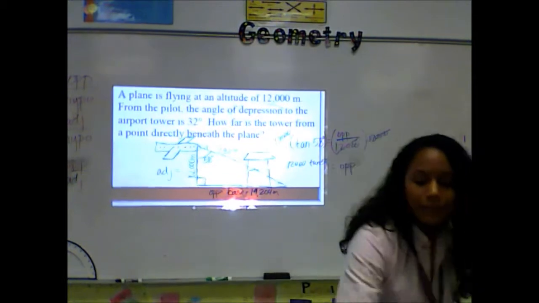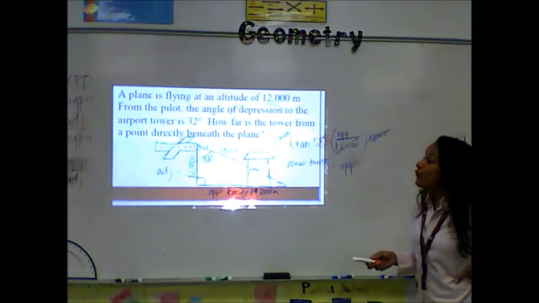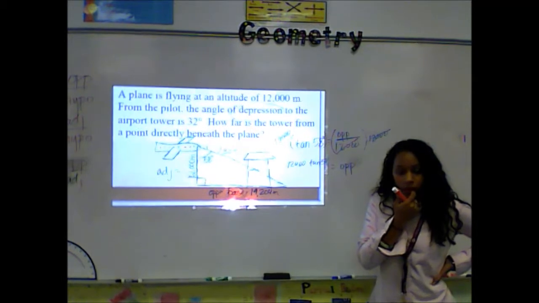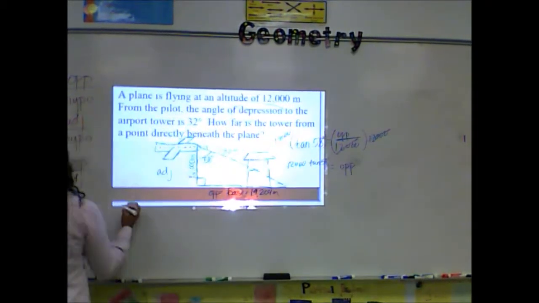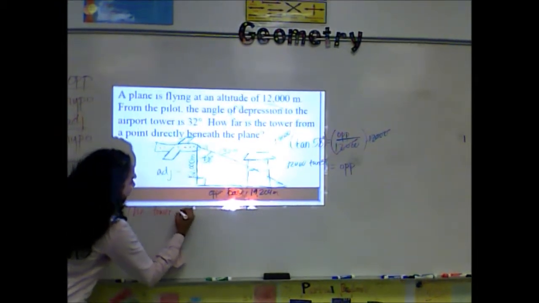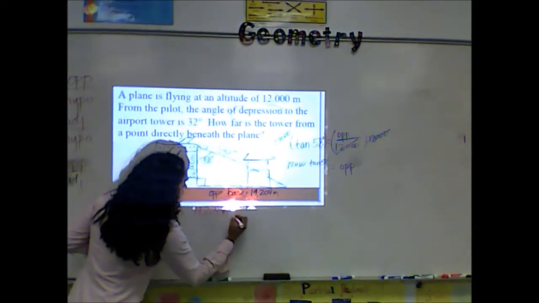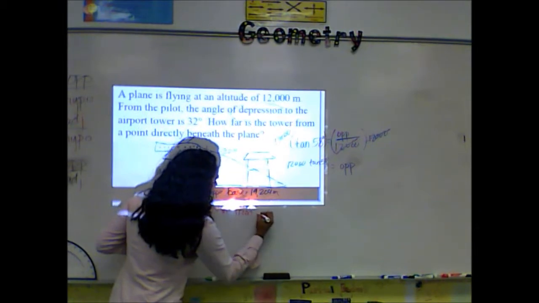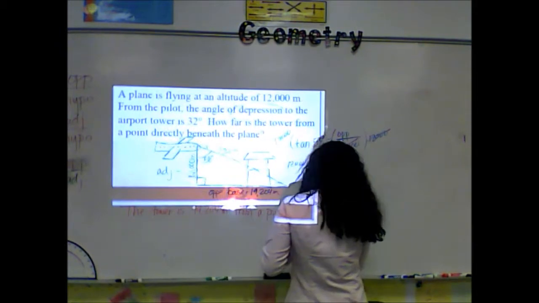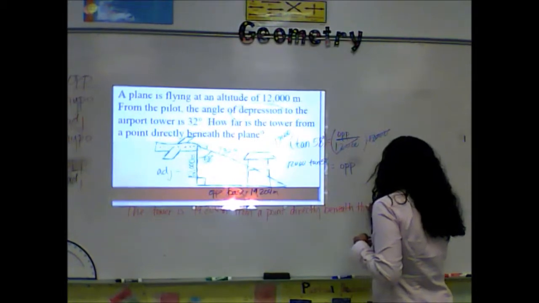Alright, so what does the complete sentence look like? Remember, the question is, how far is the tower from a point directly beneath the plane? How would the complete sentence look? The tower is 19,204 meters from a point directly beneath the plane.